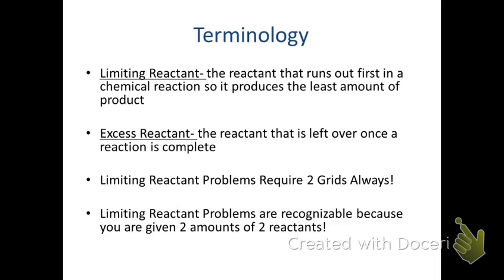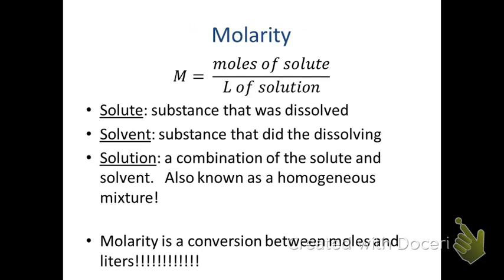So just to go over the terminology, the limiting reactant is the reactant that runs out first, so it produces the least amount of product. The excess reactant is the one that's left over once you complete a reaction. All limiting reactant problems require 2 grids, and you're going to know it's a limiting reactant problem because you're given 2 amounts of 2 reactants.